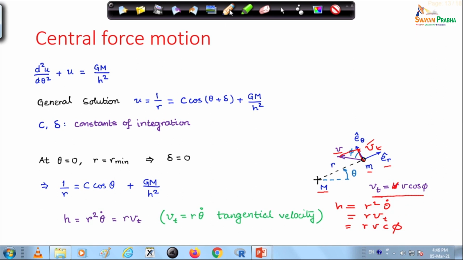Remember that there is a correction: the tangential velocity is v cos phi, and we have h, which is the angular momentum per unit mass, which is r squared theta dot, is r times v_t. So, this radial coordinate times the tangential velocity is nothing but the angular momentum per unit mass.